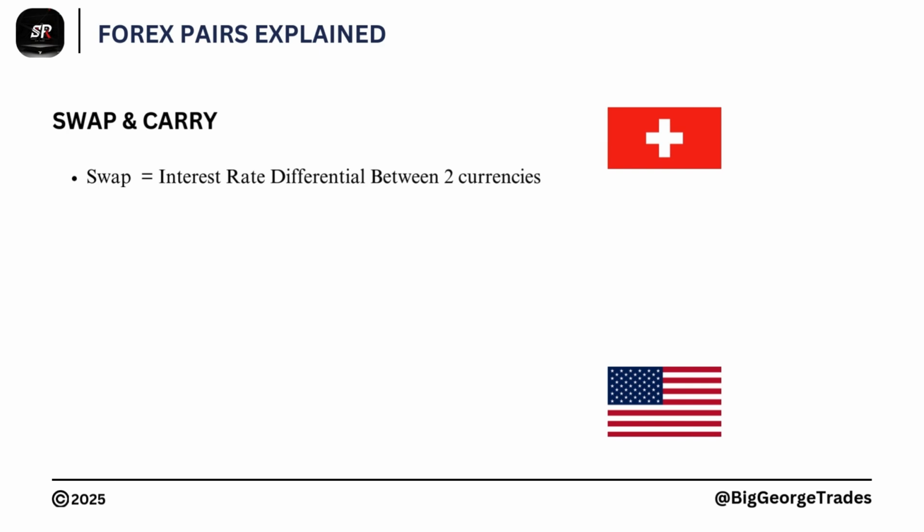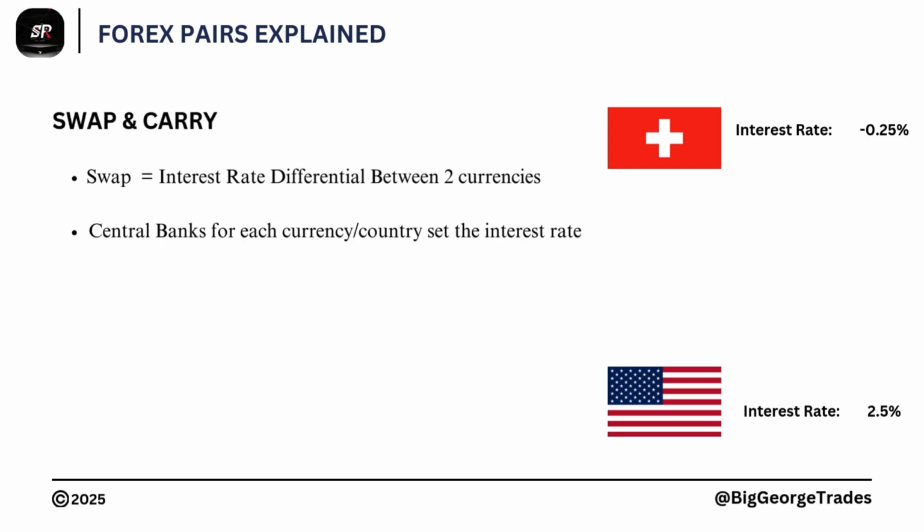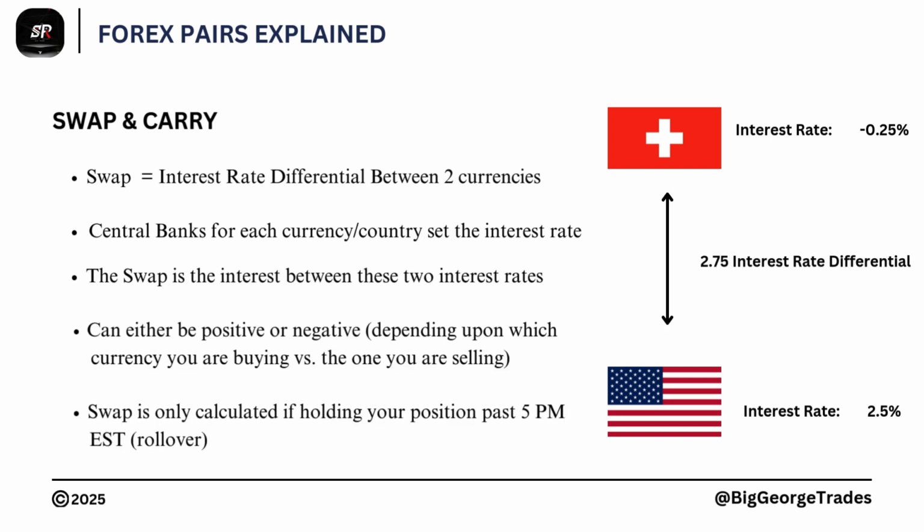So swap is the interest rate between two currencies. Let's take the Swiss franc and the US dollar, for example. The interest rate differential between the Swiss franc and the US dollar is the swap. That's why you call it the swap. And swap is set by central banks for every country. Then swap can either be positive or negative depending on the pair you're selling or buying.